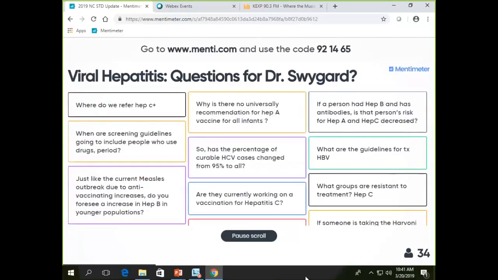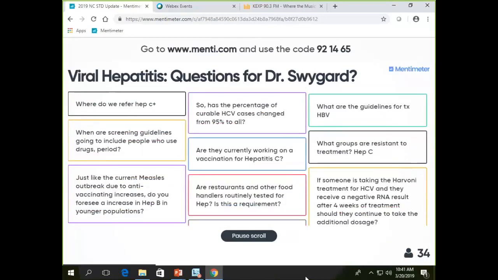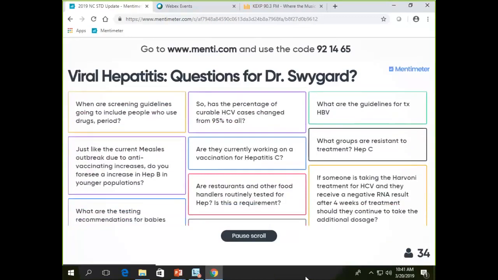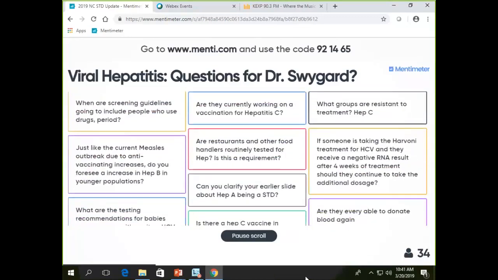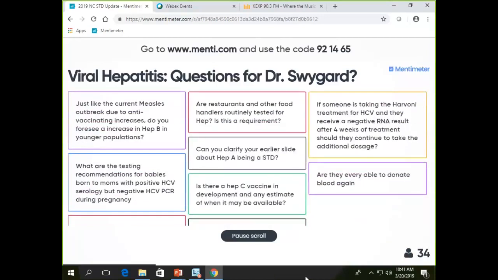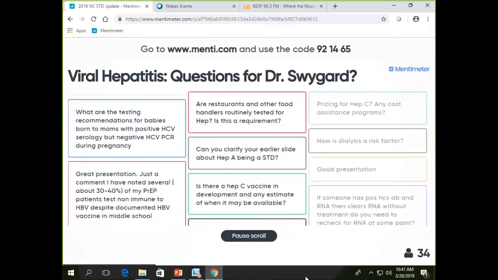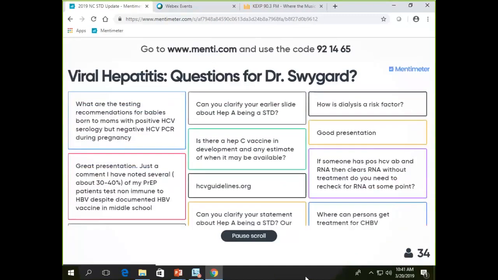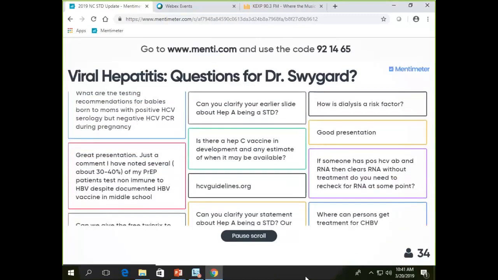Where do we refer Hep C? So again, contact us and we can tell you who might be a CHAMP provider in your community. If you have a primary care provider who has gone through the CHAMP program, they will do an excellent job. Many IDs are starting to treat Hep C, and then your gastroenterologists.